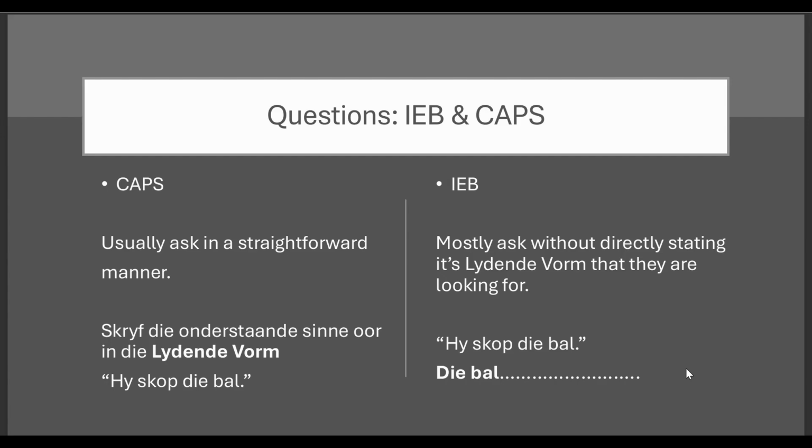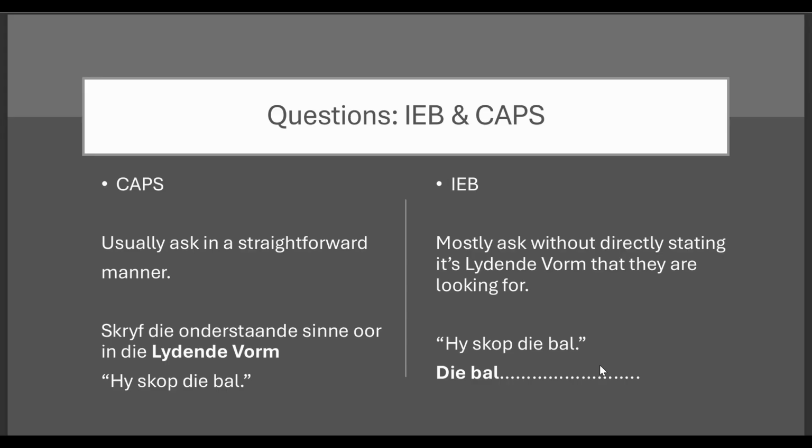In IEB, however, the general trend that I've noticed is that they give you a sentence, they don't indicate that they want it in leidende vorm, and it's up to you, using the keyword that they start the answer with, to understand that, oh, leidende vorm is being asked of me. So, for example, here, hy skop die bal. They would just give it to you there. Number 1, hy skop die bal. Then they'll start the answer with die bal. Now it's up to you to look at that and say, oh, okay, die bal. What part of the sentence is this in relation to? Oh, it's object. So they're asking me for leidende vorm. It will help you then answer the rest of the question and finish the sentence.